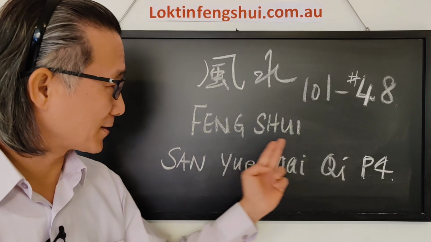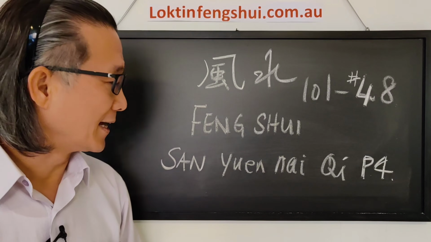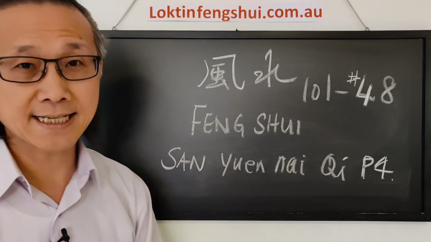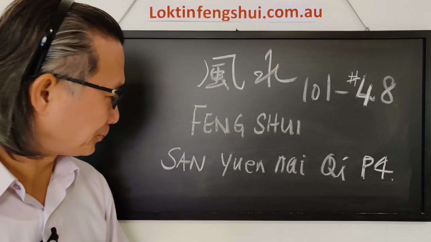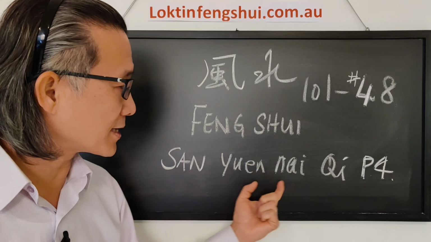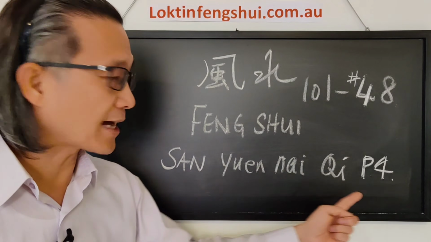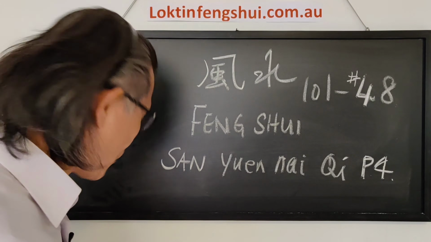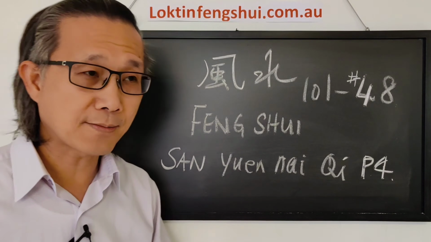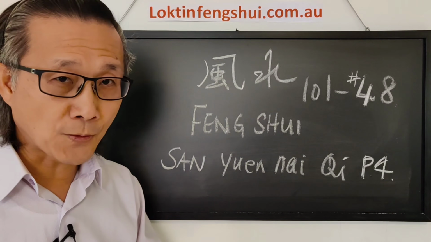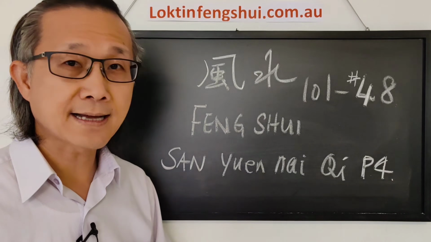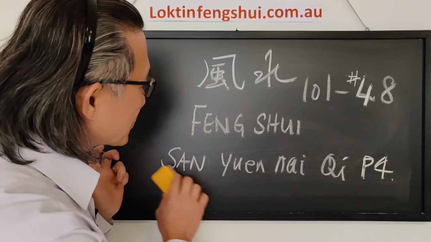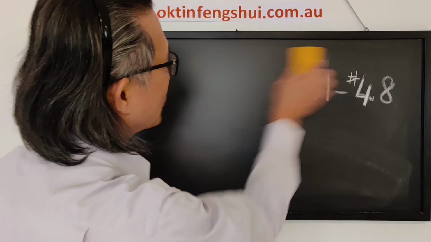As you can see, we're going to talk more about Feng Shui, and this is the 48th video. Today we're going to continue with the Sanyan Chi, and this should be part 4. Remember, if you watched the last video, we talked about the 4 techniques in the Sanyan Chi system. So let's go back and have a look.